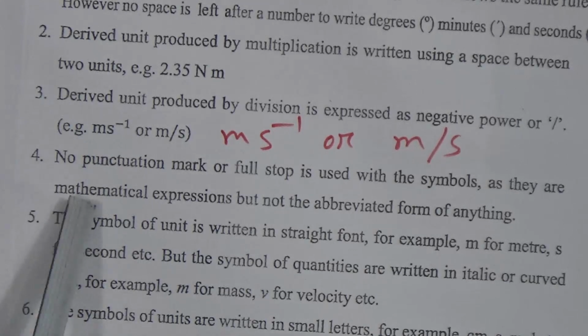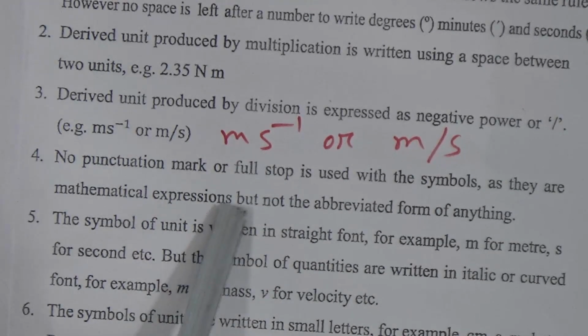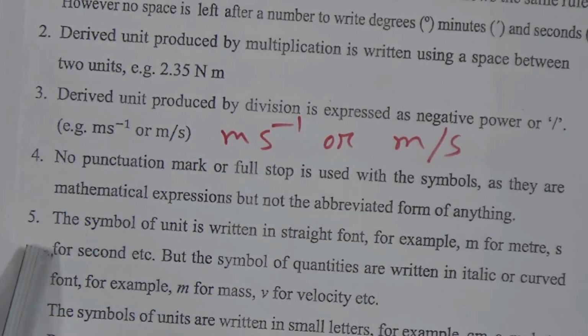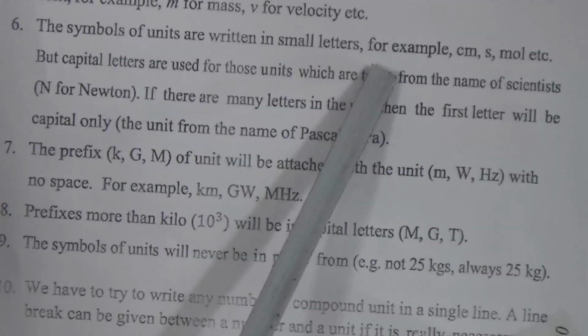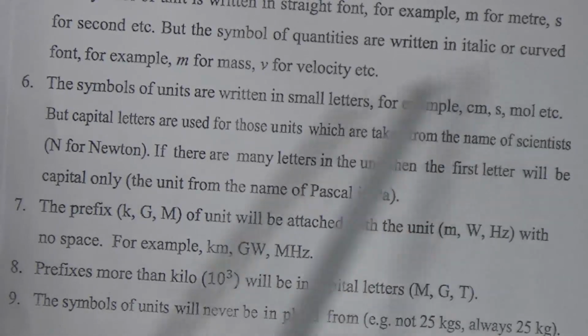Number 4, no punctuation mark or full stop is used with the symbol, as they are mathematical expressions and not abbreviations of anything. Number 5, the symbol of a unit is written in straight font, for example, m for meter and s for second, but the symbol of a quantity is written in italic font, for example, m for mass and v for velocity. Number 6, the symbols of units are written in small letters, for example, cm, s, mol.